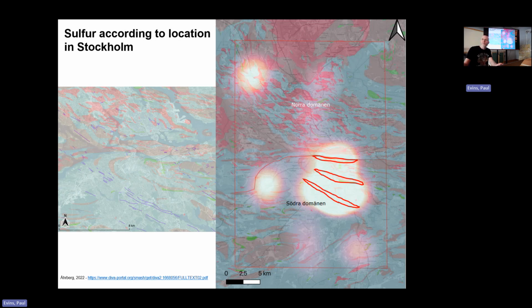That's where you can get sulfides forming at the beginning. But the diabase intrusions might have reactivated or remobilized them in some way. We don't know. It's still a mystery yet.